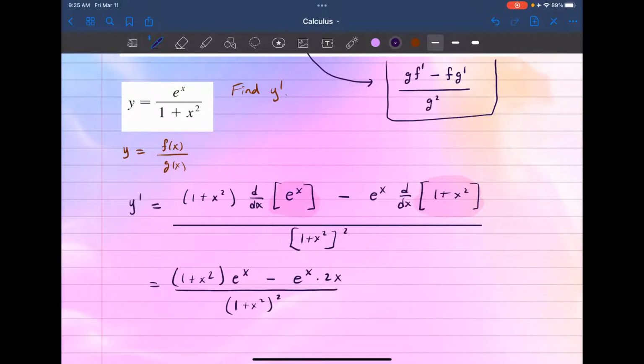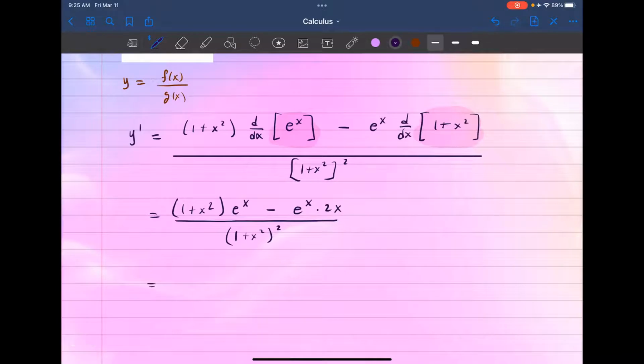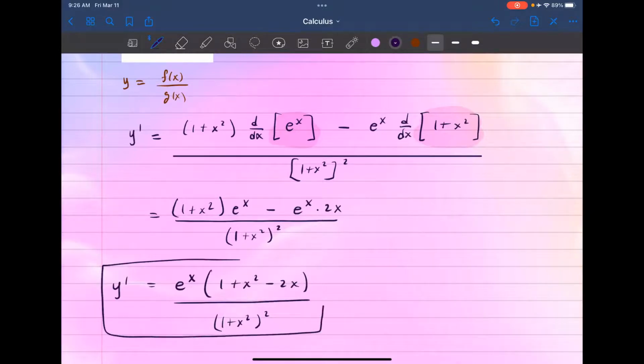Now the rest is algebraically simplifying this and rewriting. So I'm going to go ahead and just pull out e to the x from the top, because they all have e to the x in common. And this gives me e to the x times 1 plus x squared minus 2x, all over 1 plus x squared, squared. And that is our derivative of this function.